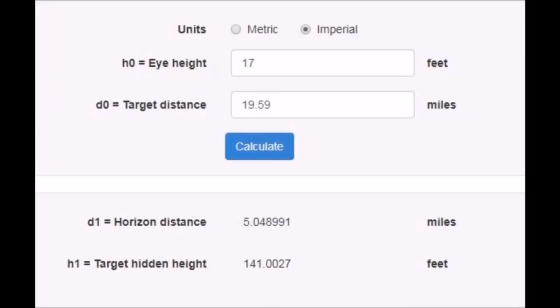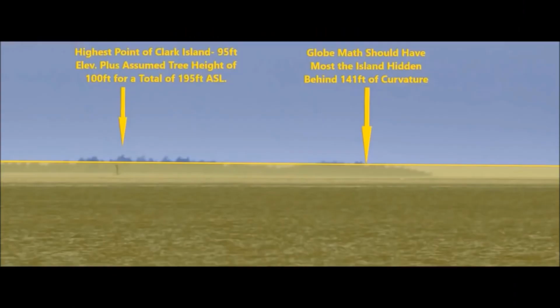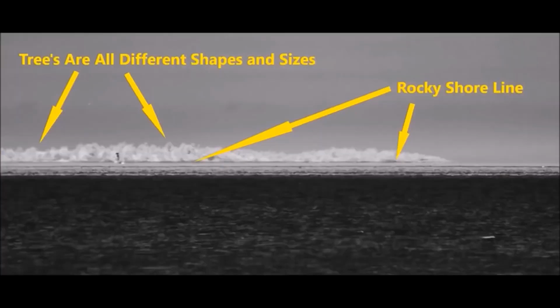Now, as I stated before, the island has a maximum land height of 95 feet per Wikipedia, plus a maximum tree height of approximately 100 feet, and this is being generous for a tree height in the islands. So if we go worst case scenario, the island is approximately 195 feet tall at its highest point. If you look at the hidden target minus the maximum height of the island, including the trees, there would only be 55 feet of treetops that you would be seeing above the horizon as shown in my example here. Yet you can make out all the different types and shapes of trees and even what appears to be a rocky dark coastline of the island.